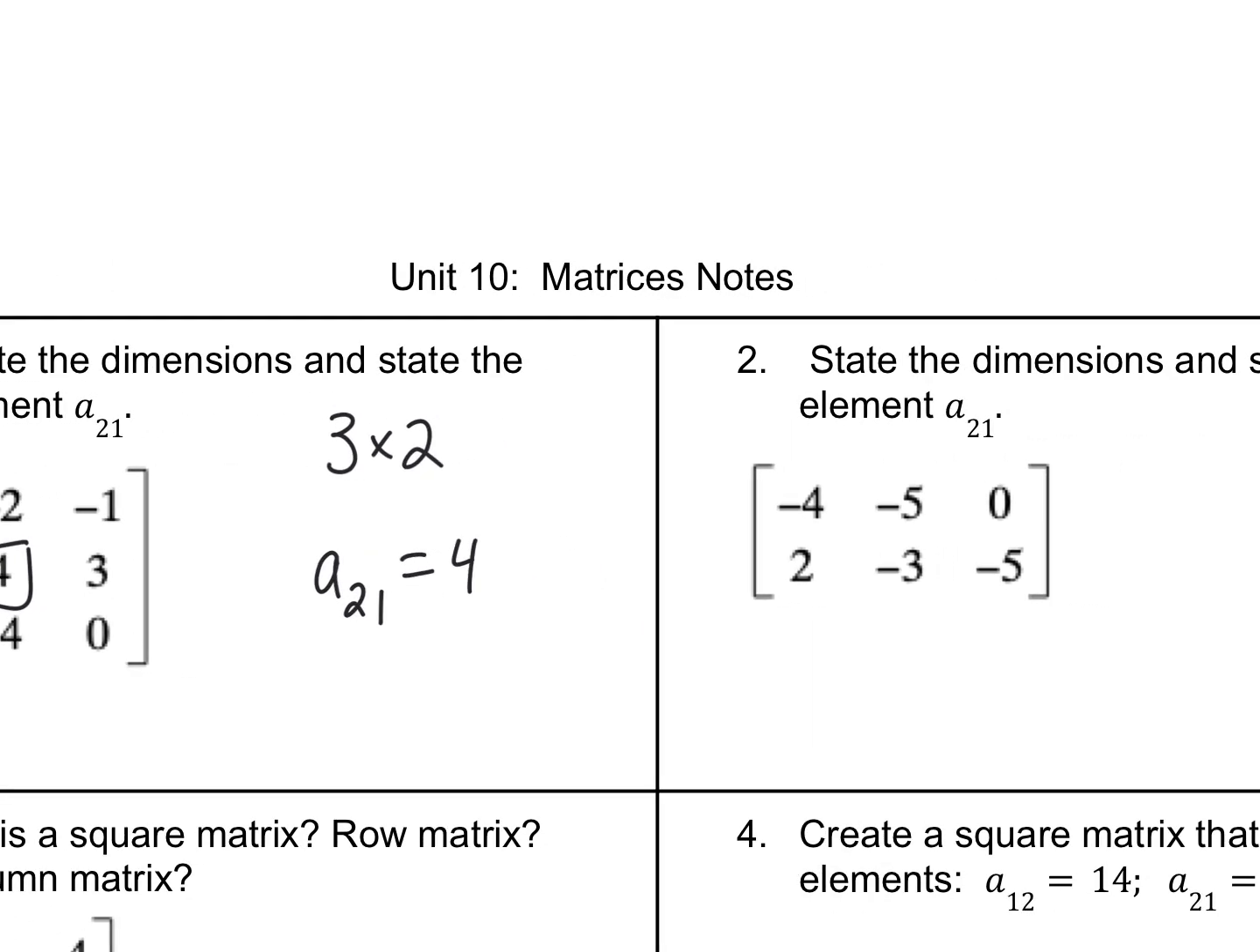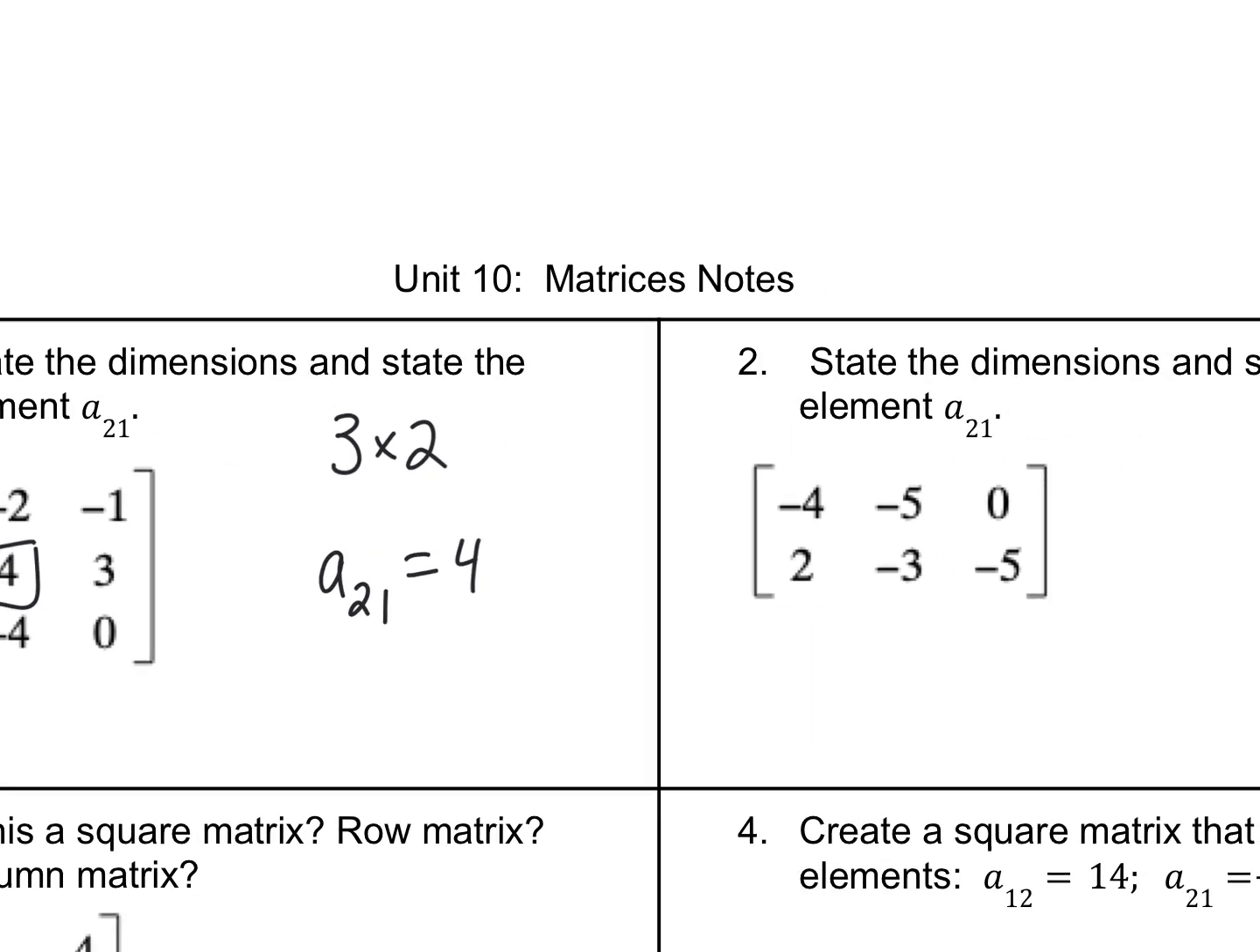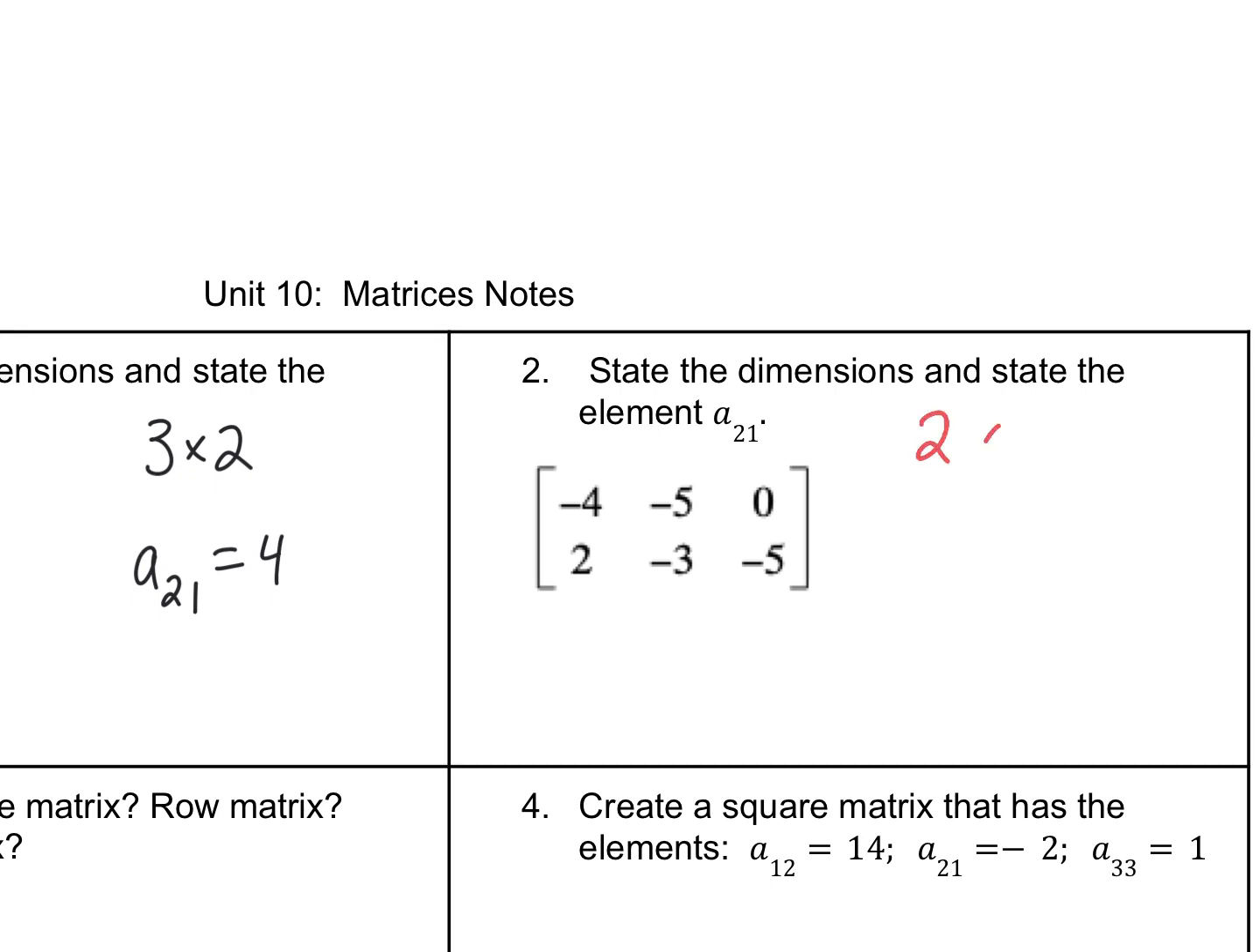Number 2, what are the dimensions of this? 2 by 3, 2 rows by 3 columns. And element 2, 1 over here is going to be what? 2, good. Row 2, column 1 gives me 2.